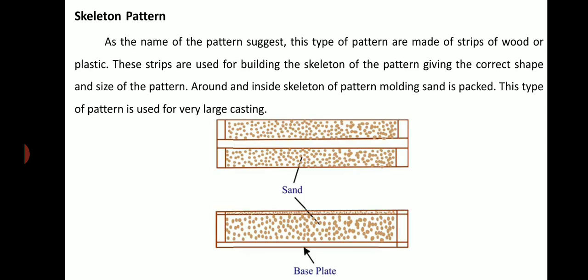Skeleton pattern. As the name of the pattern suggests, this type of pattern is made of strips of wood or plastic. These strips are used for building the skeleton of the pattern, giving the correct shape and size of the pattern. Around and inside the skeleton of the pattern, molding sand is packed. This type of pattern is used for very large castings.